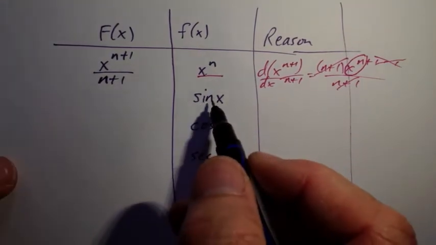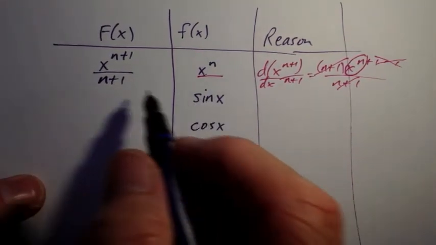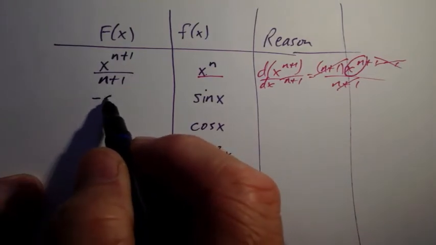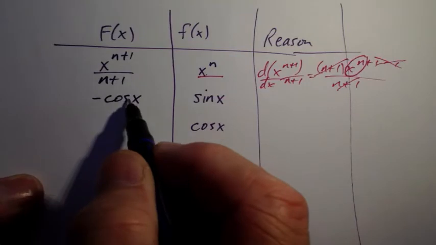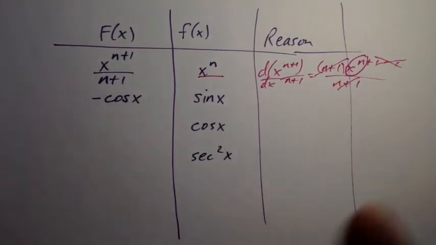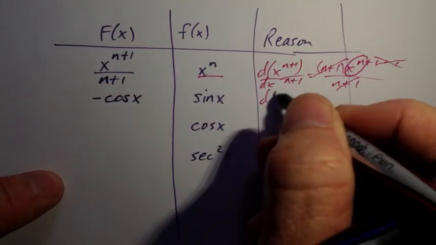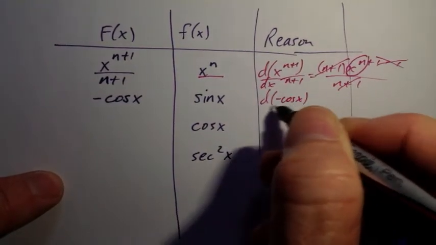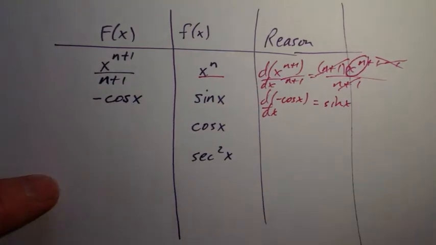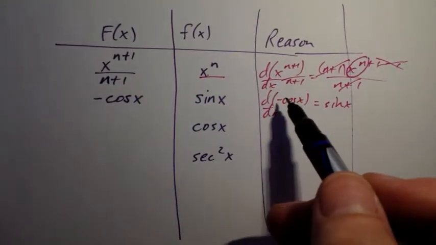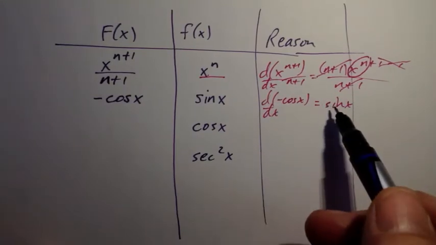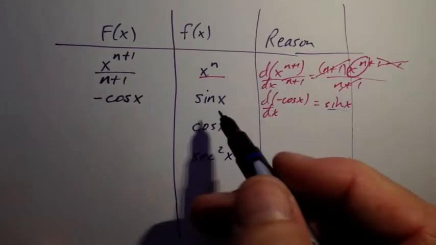What's the antiderivative of the sine of x? Well, that would be not the cosine of x, but negative cosine of x. So the antiderivative of sine is negative cosine, because the derivative of negative cosine is the sine of x. Remember, the derivative of the cosine is negative sine, but the minus sign there cancels out the minus sign there, and you just get sine of x.